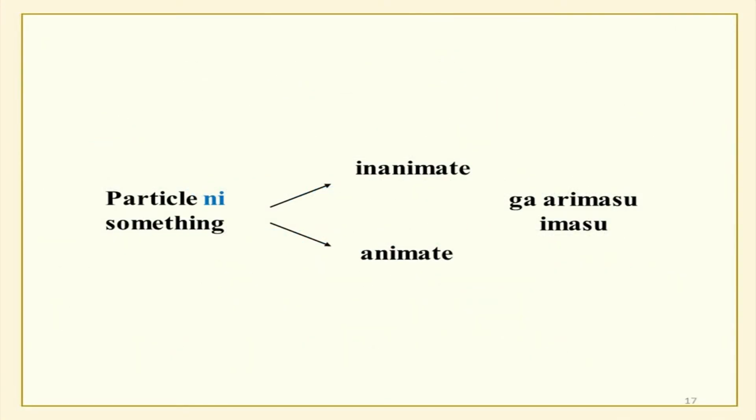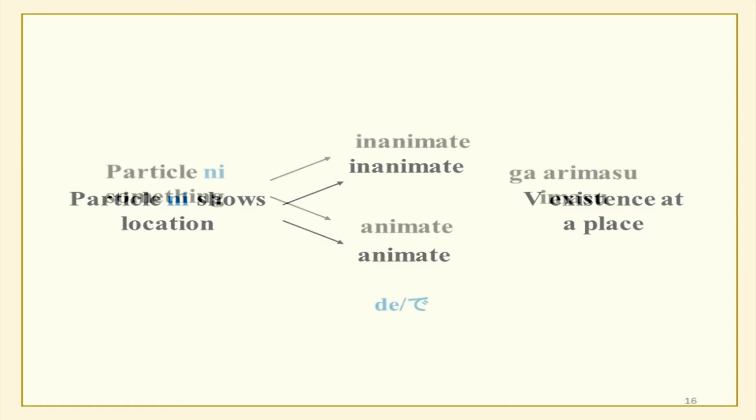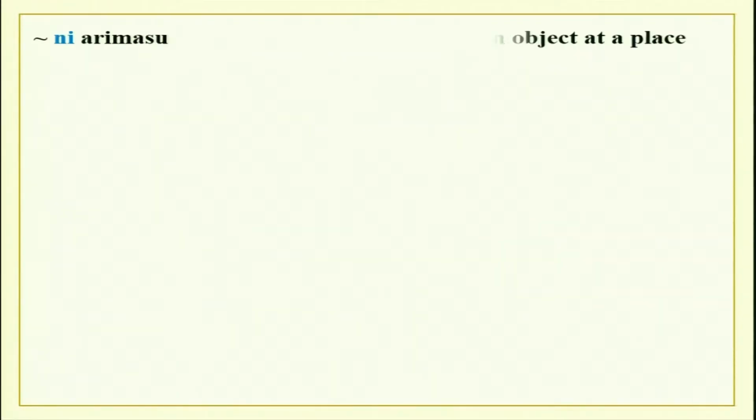Now, so far we have learnt that particle ni is used with arimas, and to show what? It shows location and existence of an object at a certain place. So, now you just saw in the kaiwa that we used particle de with arimas. So, how are we using particle de over here? You can see very clearly it has to be ni arimas. Ni shows location and de shows action.